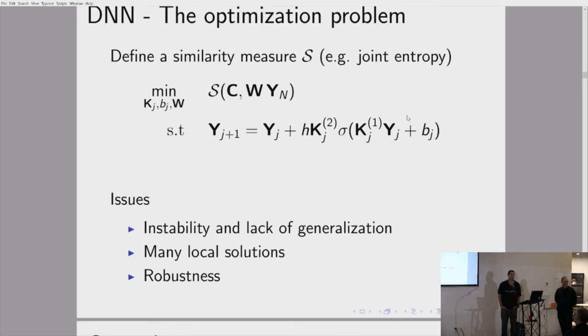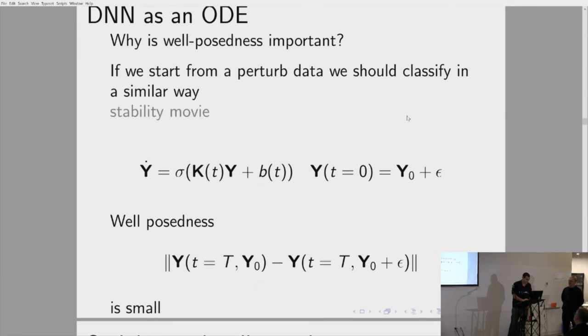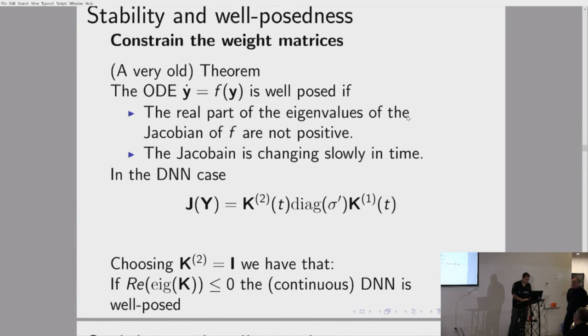Again, if it's monotonically increasing, then everything is more or less okay, because if you look at the derivatives, there's a diagonal sigma prime somewhere here. This derivative is between 0 and 1, always positive, correct? So for example, if I take K2 equal to minus K1 transpose, this does not really change anything, correct?